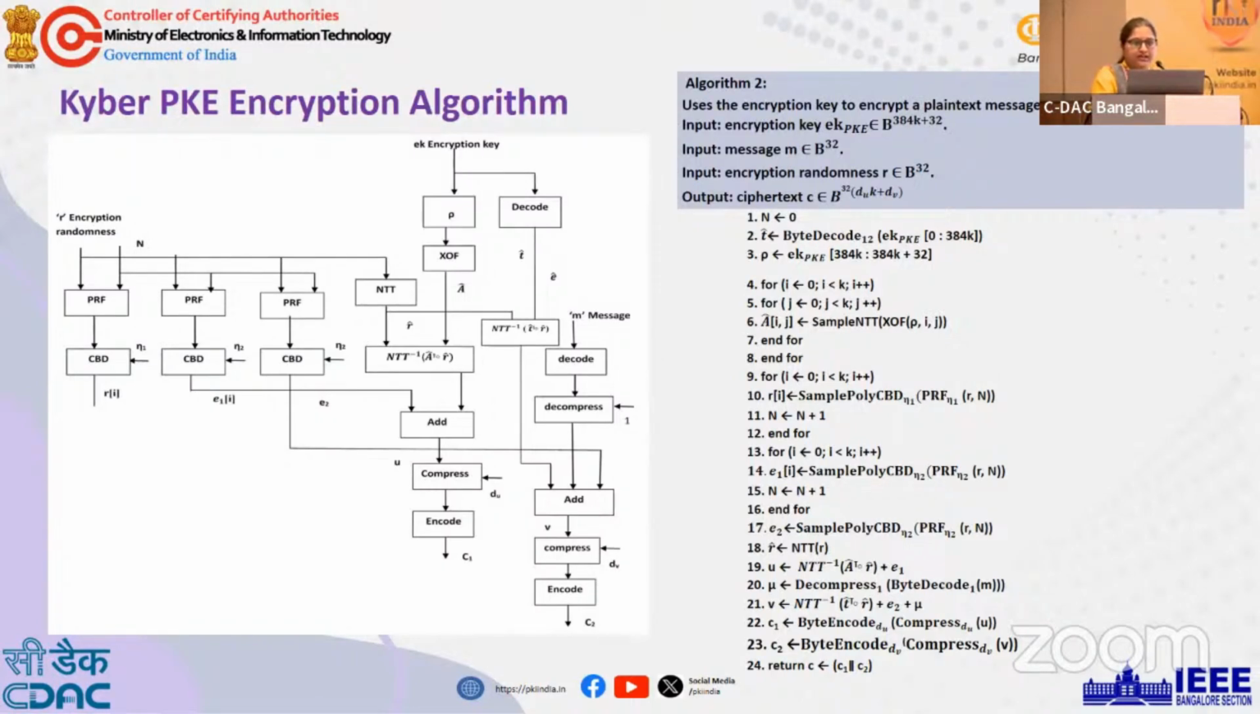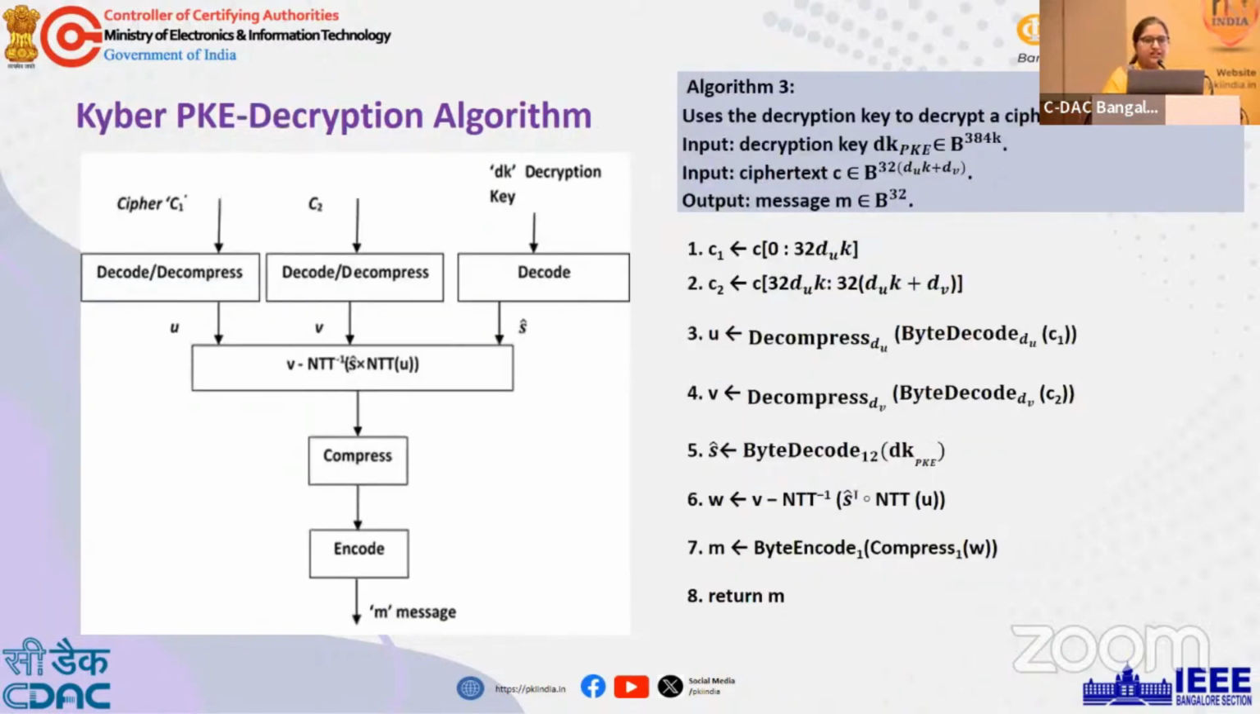Here again, we decode the public key which is generated and obtain t-cap. Then we generate rho, and then the A-cap matrix is generated. We sample R, and the E1 vector and E2 are generated. The NTT of R is done to generate R-cap. U and V are generated, and by compressing U and V, we get the ciphertext C1 and C2.